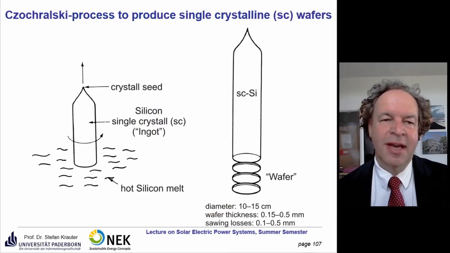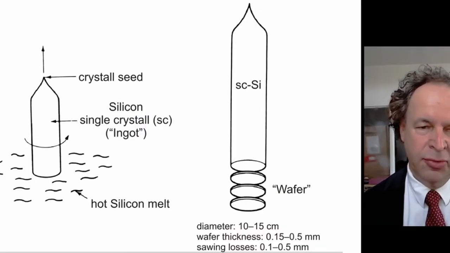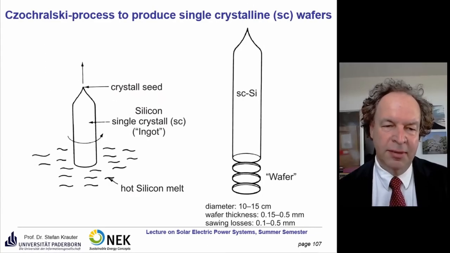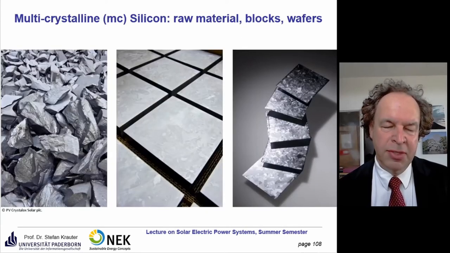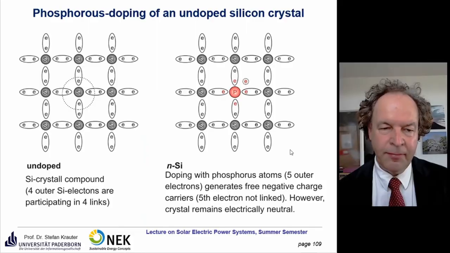So this is again the Czochralski process, as you saw in detail. So I think I don't need to add something, but we come now to the next process. We want to make solar cells. So this was the raw material for multicrystalline solar cells on the left side, then the blocks here on the right side, then the wafers. And here is the crystalline silicon.